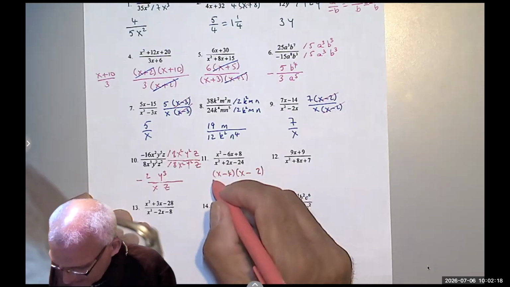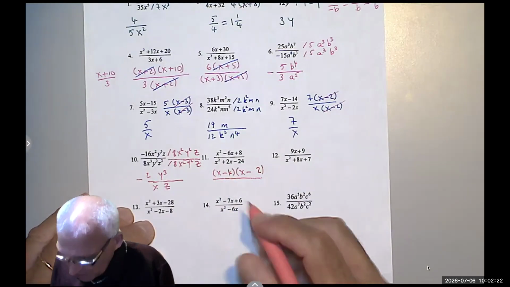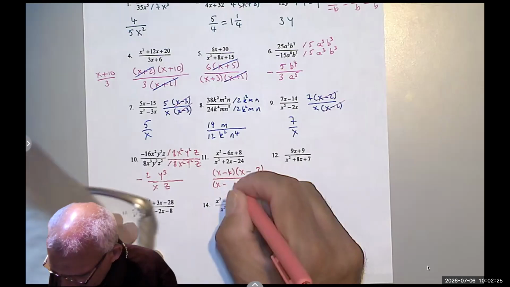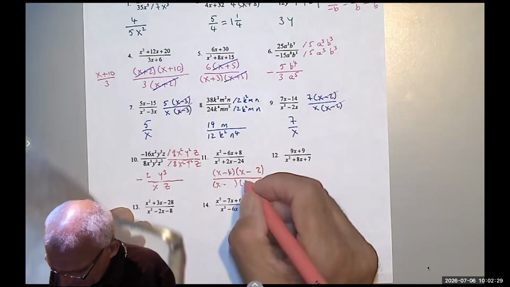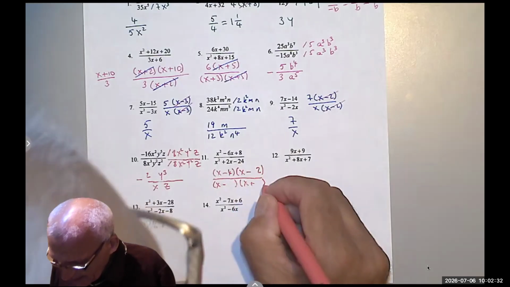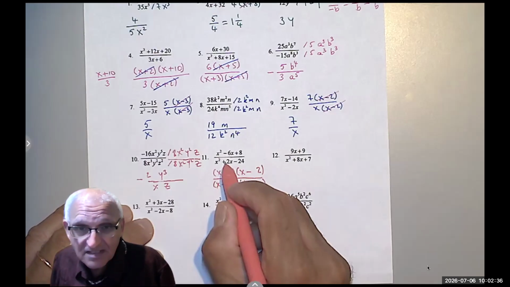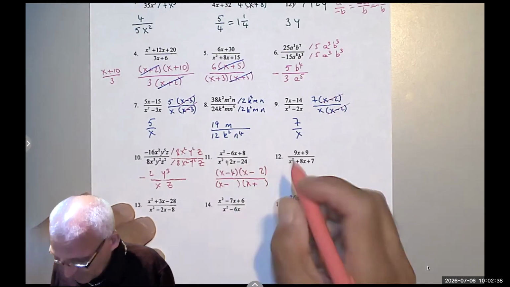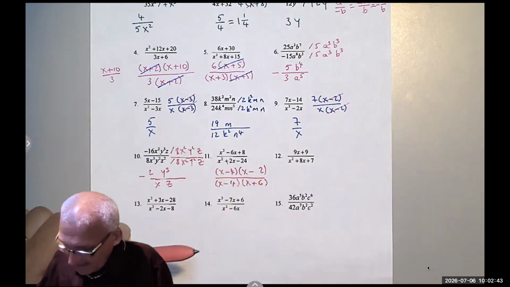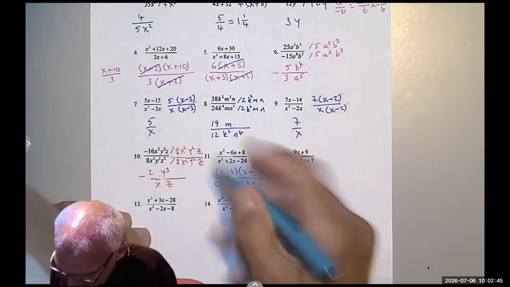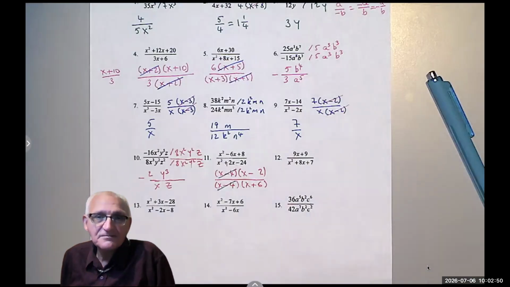So when I go down, I see that x squared plus 2x minus 24, I need two numbers also that multiply to negative 24. So meaning one is positive and one is negative. The larger is positive, and these two numbers are 6 and negative 4. So x plus 6, x minus 4, and the x minus 4 simplifies, and you get x minus 2 over x plus 6.